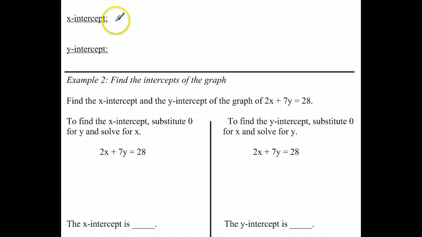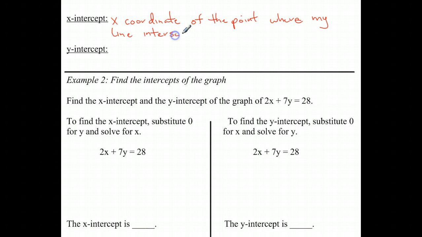My x-intercept is going to be my x-coordinate of the point where the line intersects the x-axis. Again, you want to remind yourself that that's always going to be something, 0.